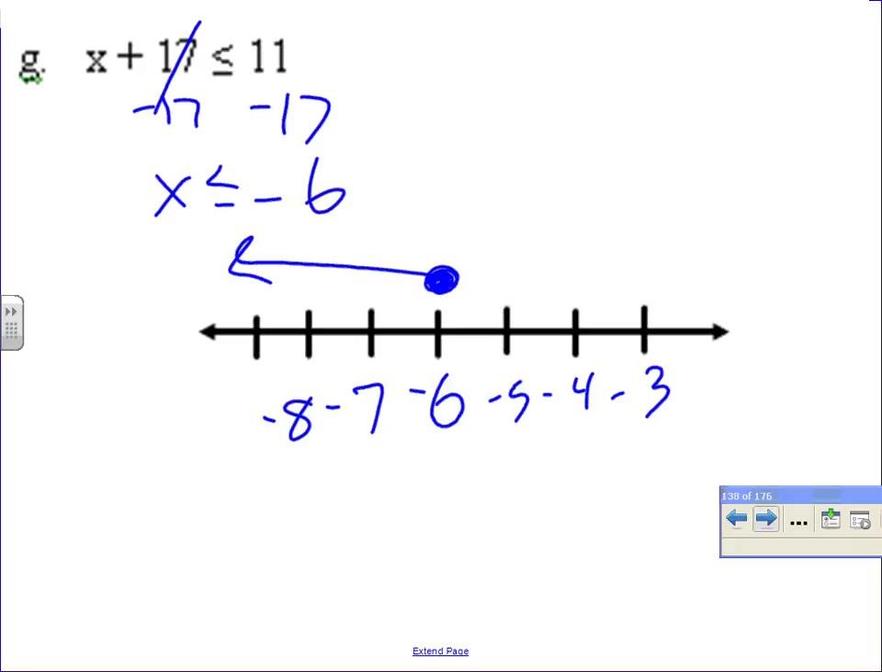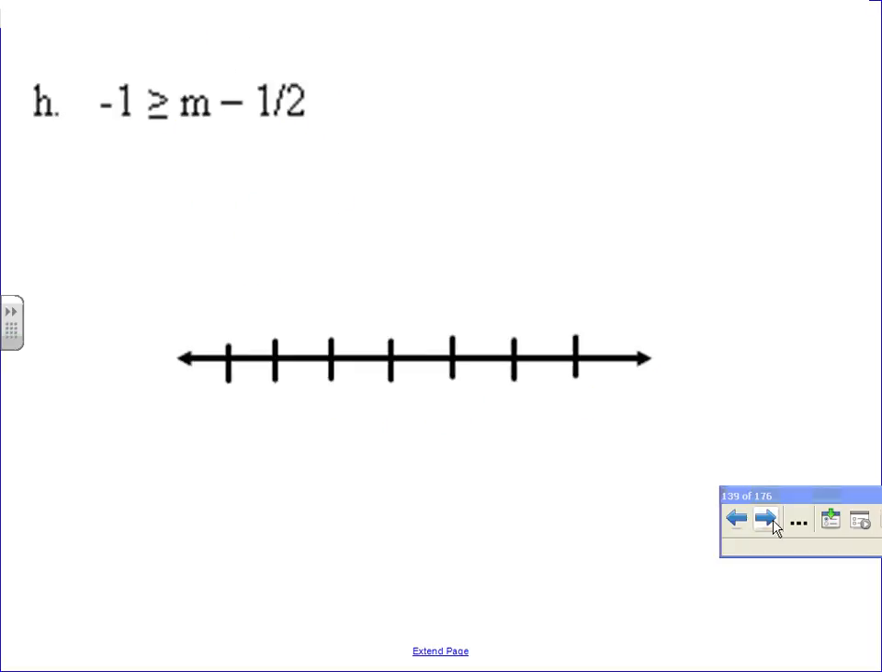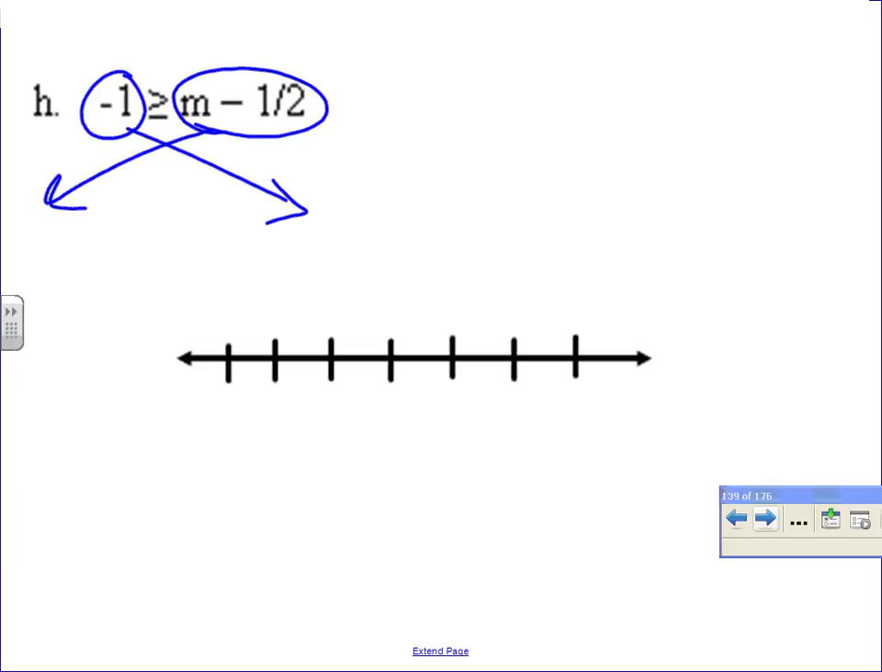Okay, letter H, what's different about this one? What's different, Adam? Yeah, good. So the variable's on the right and there's a fraction. The very first thing that I want you to do is rewrite the problem so this is on the left, this is on the right, and we need to make sure that we're writing the inequality symbol the right way. So here's what I mean. M minus half goes on the left, negative 1 goes on the right.